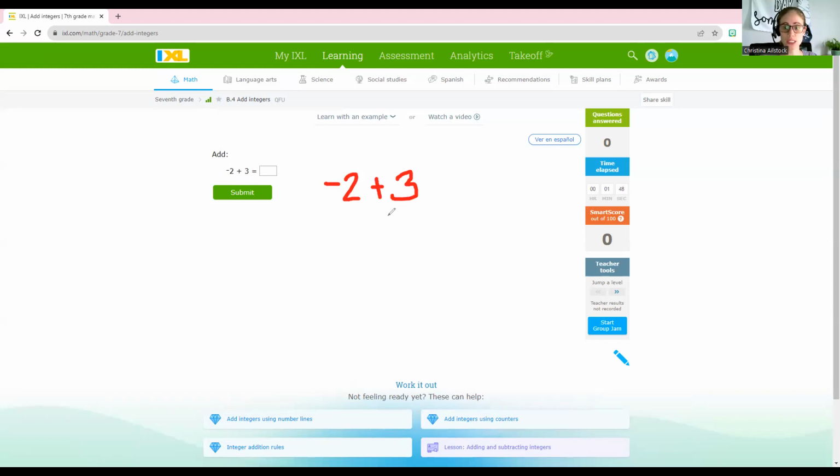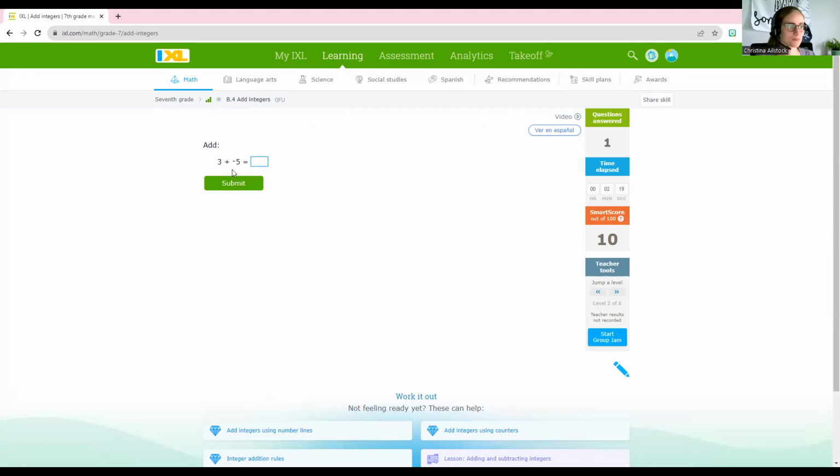Because their signs are different, I'm going to subtract. 3 minus 2 is 1, but then I keep the sign of the heavier number. 3 is heavier than 2, and 3 is positive, meaning my answer would be a positive 1. Now, when you type positives into IXL, you don't really need the plus sign. I just put it there for emphasis. All right, let's try this one.